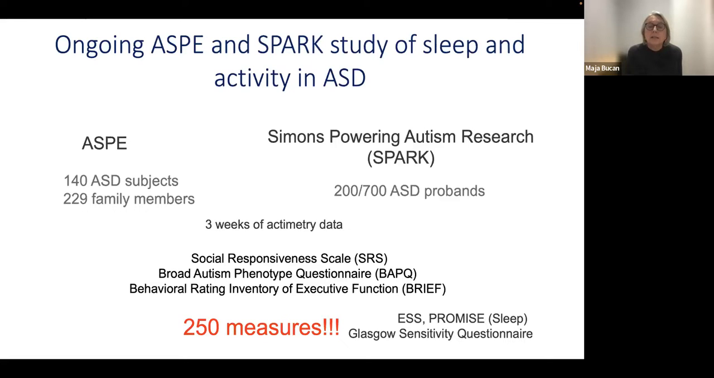And in our study supported by the Simons Foundation on SPARK, individuals consented so far number 700. And for these 700 individuals, we also have very extensive questionnaire data. And so far, we have completed actimetry analysis, and we got high quality actimetry data for 200 subjects. So altogether, to our knowledge, this is the largest actimetry study in autism.